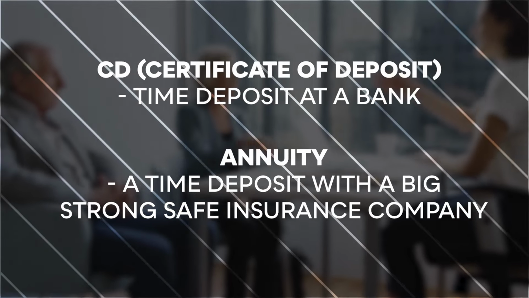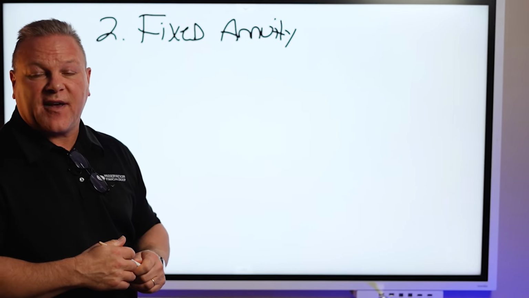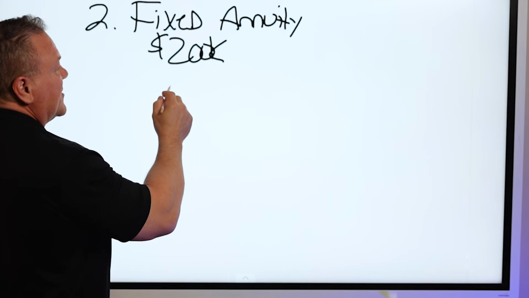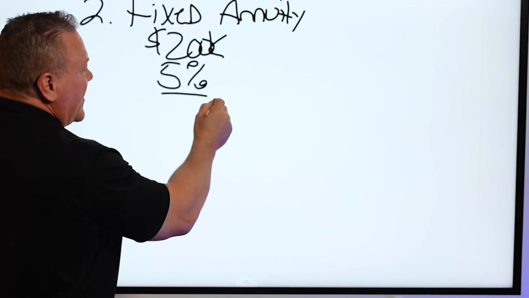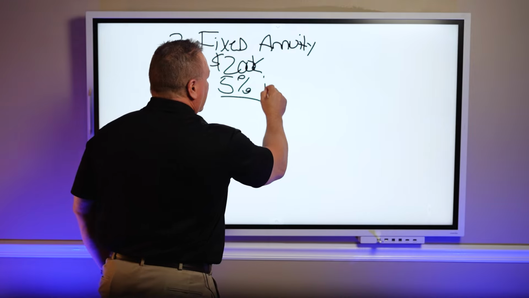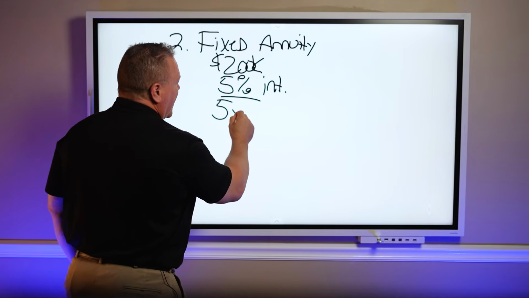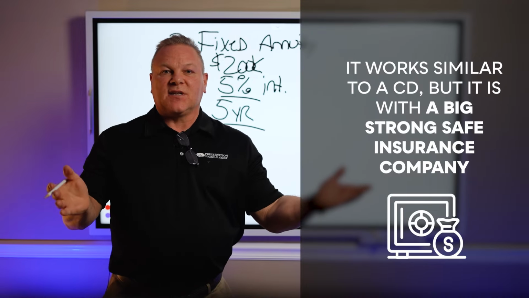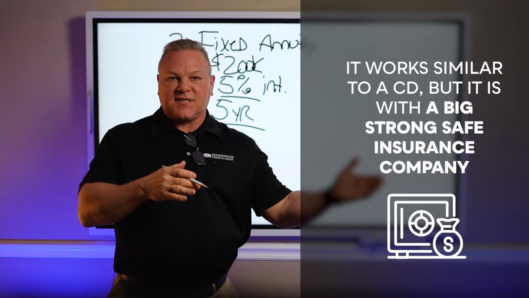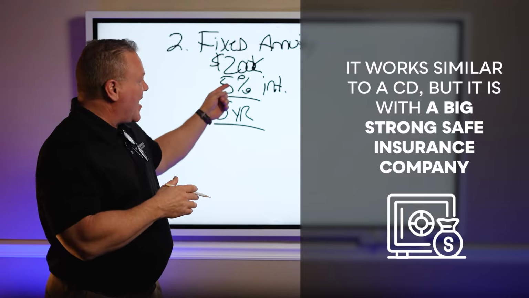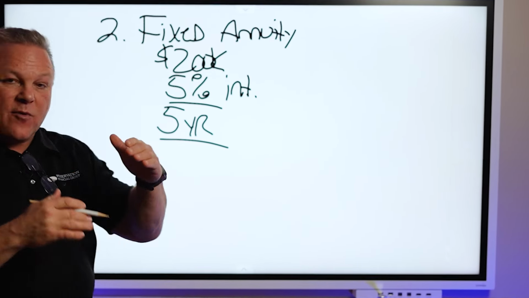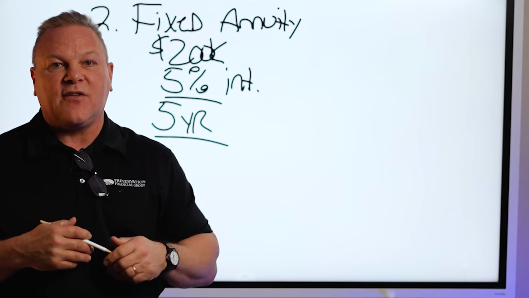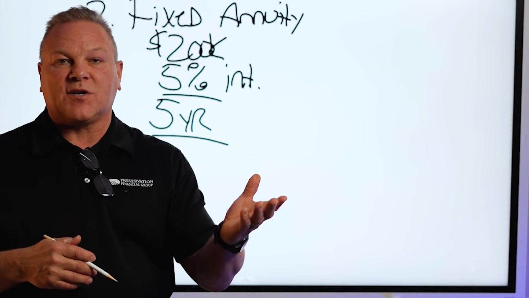So, for example, our second type of annuity is called a fixed annuity. So this is an account. If you had $200,000 in a fixed annuity, and let's say you were getting paid 5% interest, and it was for 5 years, what that means is it works similar to a CD. It's just not a CD, it's an annuity with a big, strong, safe insurance company. So if you were earning 5% on $200,000, that would be compounded, and you would grow your money over 5 years. If you wanted to take out the interest in between, you could do that, no questions asked.